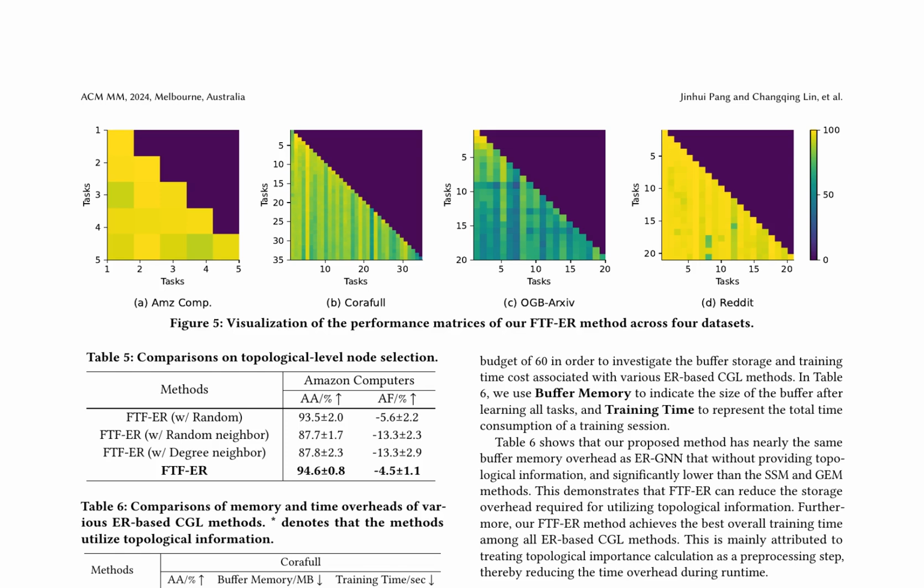The proposed method addresses the catastrophic forgetting issue in CGL by fusing feature-level and topological-level information. The method leverages Hodge decomposition on graphs to calculate the topological importance of nodes without additional storage space, obtaining more accurate global topological information compared to local neighbor sampling. Experimental results demonstrate that FTF-ER outperforms state-of-the-art methods, including fine-tune, EWC, LWF, MOS, GEM, ERGNN, TWP, and SSM.